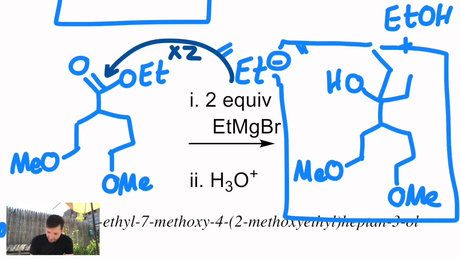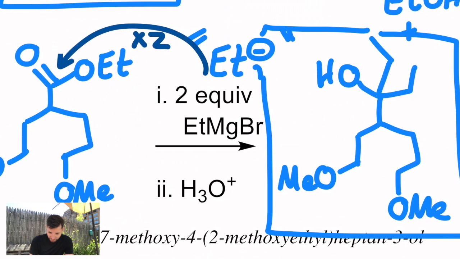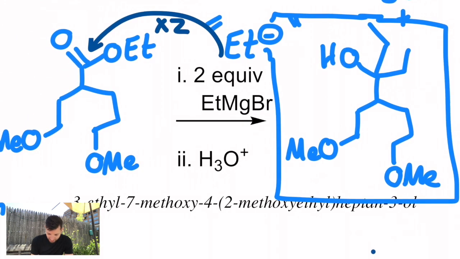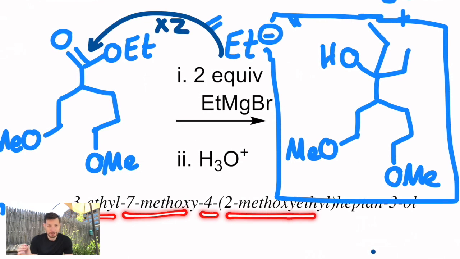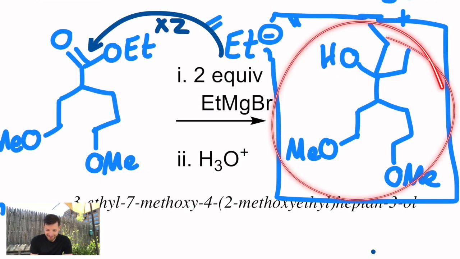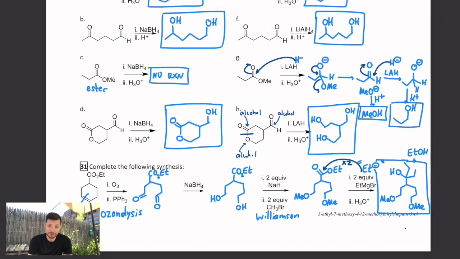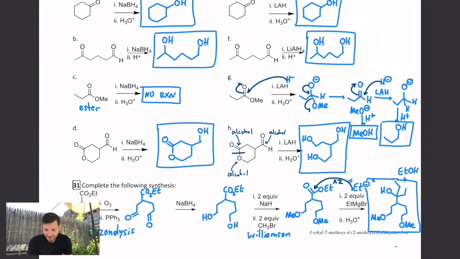And for fun, it looks like they gave me the name of this molecule. This is 3-ethyl-7-methoxy-4-(2-methoxyethyl)heptan-3-ol. You could go ahead and confirm that that name actually matches the molecule that we see here. Okay, so that's just meant to show you how we can use reducing agents, sources of hydride, to attack mostly carbonyl compounds to make alcohols.